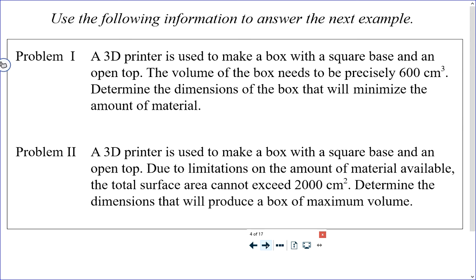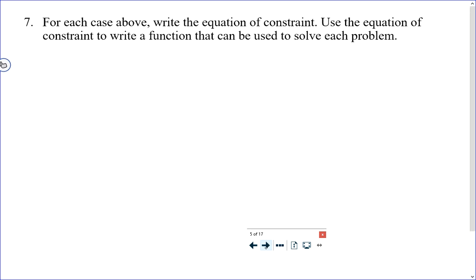So in problem one, we have a fixed volume and we're trying to minimize the surface area. In problem two, we have a fixed surface area and we're trying to maximize the volume. So these two problems may look similar, but they're entirely different in terms of what we're going to be doing mathematically. So the question is, for each case, write the equation of constraint and use the equation of constraint to write a function that can be used to solve each problem. And again, we're not going to solve the problem. We're just going to get to the point where if we were going to solve it, we would start differentiating.